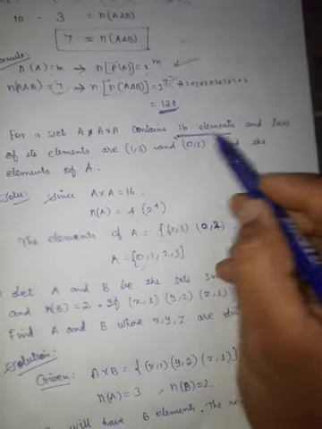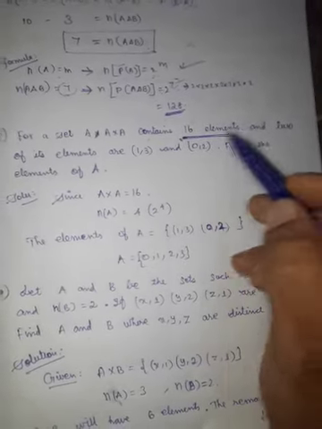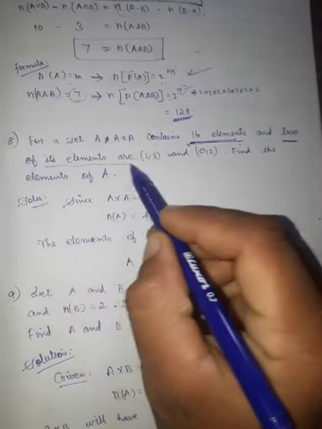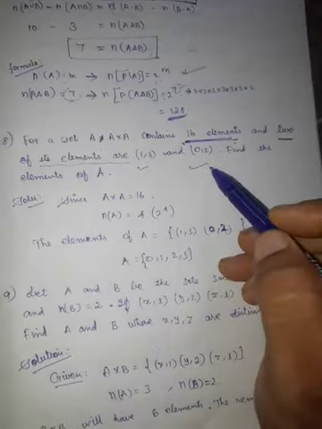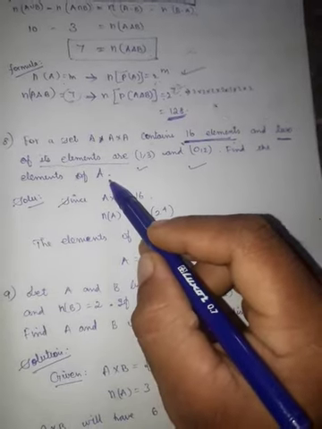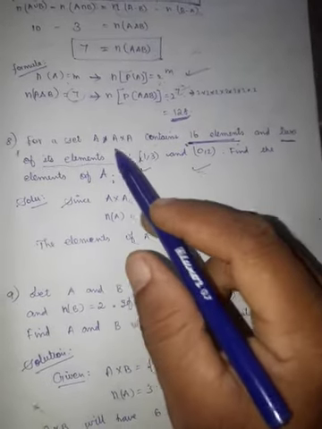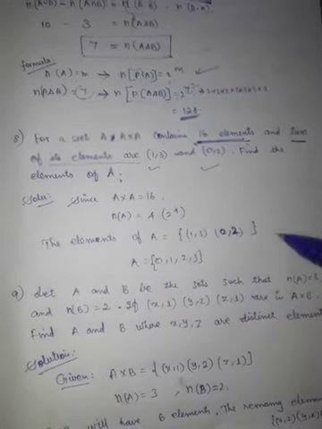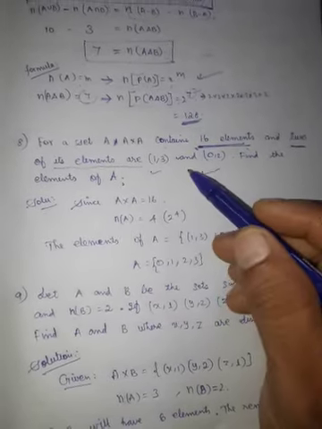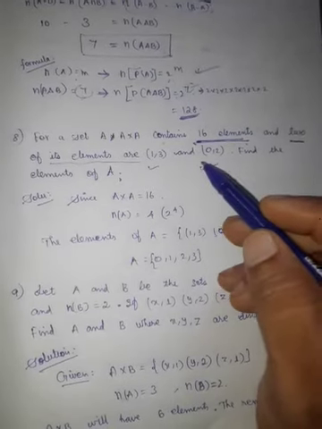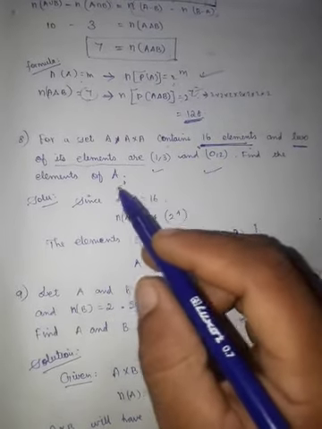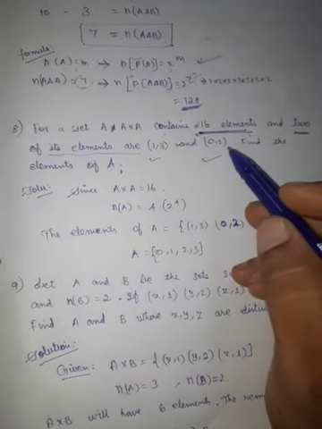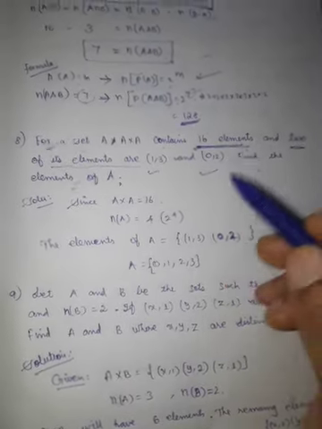Okay, so the 8th question: a set A, A cross A contains 16 elements, and two of its elements are (1,3) and (0,2). Find the elements of A. So the set is A, and A cross A gives 16 elements. Two elements are given in the question, so find the other elements of A.